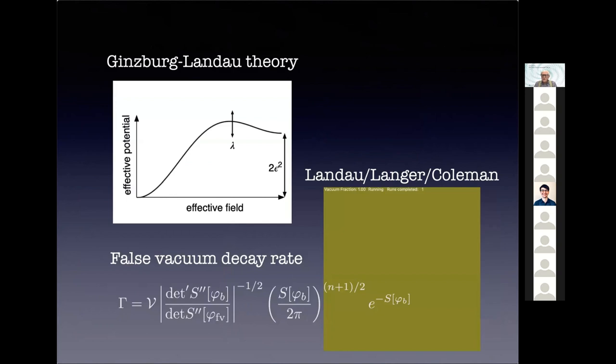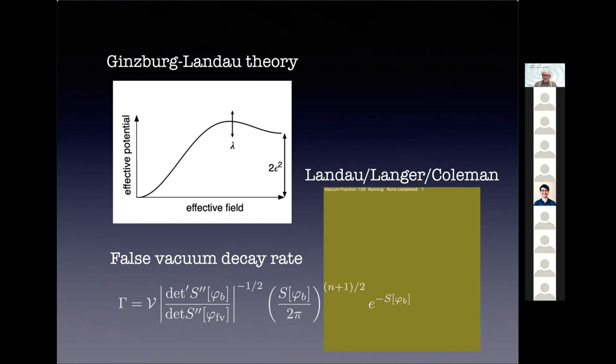So there are two foundations of the theory of bubble nucleation, both due to Landau. One is Ginzburg-Landau theory. The idea here is that you have a system with two different phases, and you have some kind of effective field which has different values in the two phases. And this field has an effective potential. In the favored phase, the effective potential is minimized by some value of the field. And in the metastable phase, the potential has a local minimum at that value of the field.